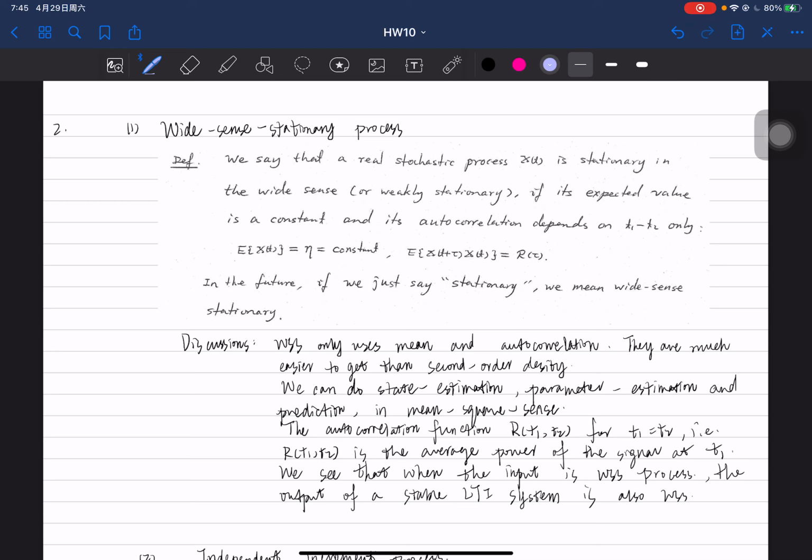The question is that from the lecture notes, page 1 to 50, collect the definition of the properties of the stochastic processes. The first one is the wide-sense stationary process. The definition is listed here. One stochastic process is called a WSS process if its mean is a constant and its autocorrelation is a function of time difference.